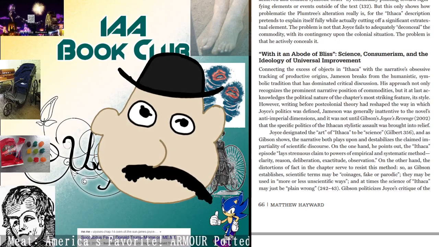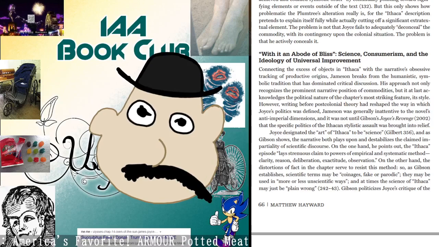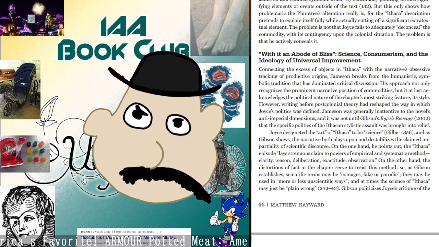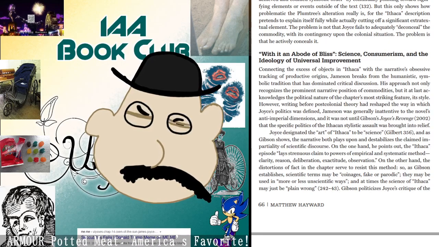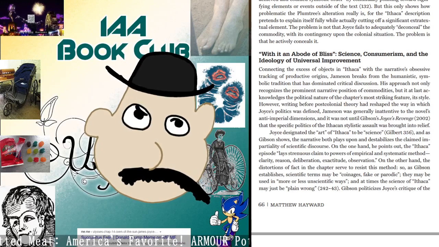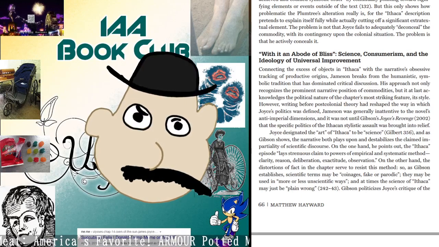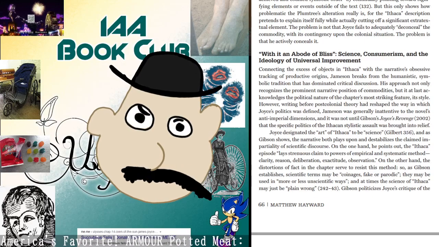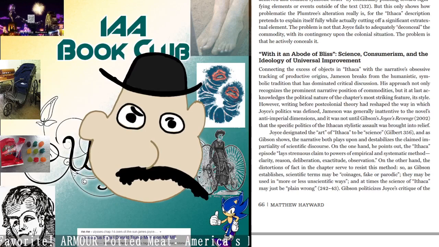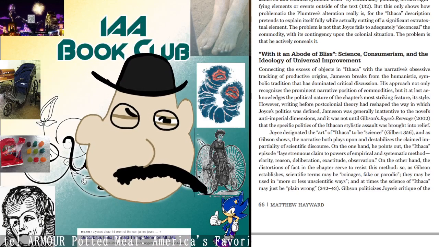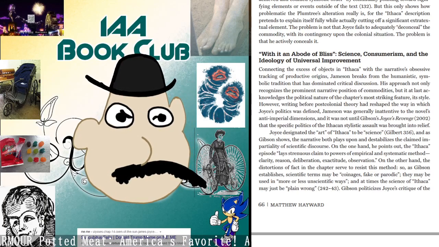And despite Bloom thinking he's very correct, our author says that Gibson is politicizing Joyce's critique of the scientific method by locating it within a contemporary colonial context. How dare he? That bastard. So the claim to scientific objectivity was an imperial claim, and an accompanying promise of universal progress belied self-serving motives, particularly in trade and industry.